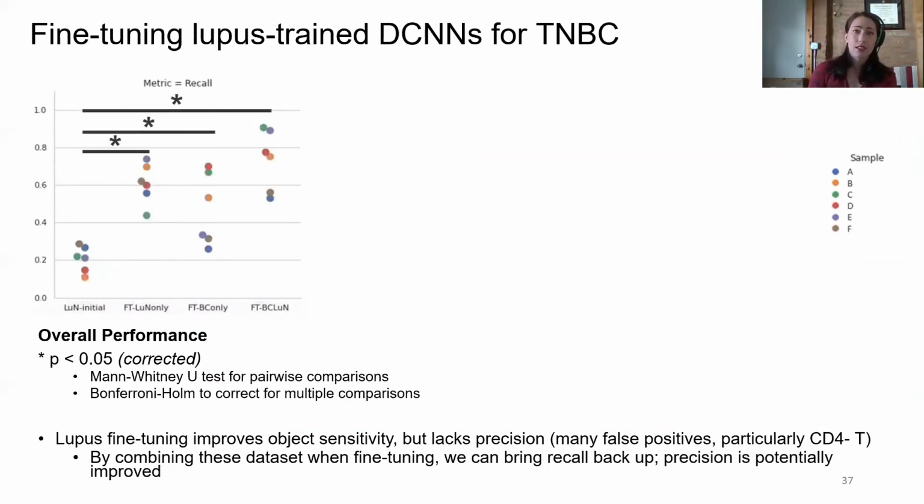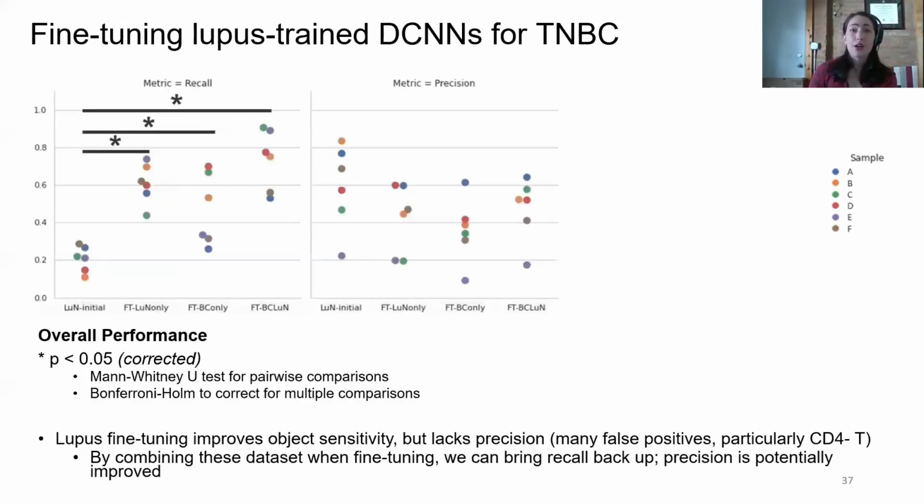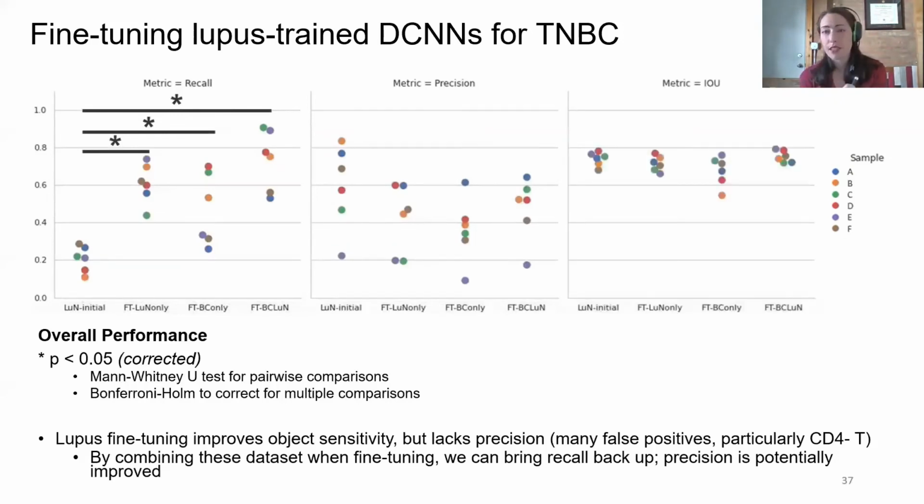If we look at the overall performance of these fine-tuning methods, our Mask R-CNN trained on our initial lupus data set, that high resolution data, has pretty low recall. Any amount of fine-tuning improves our recall, still not to a great level, but significantly over the initial trained network. However, precision is still very low. There's no significant decrease, but also no significant increase. There are a lot of false positives here, but we still have pretty good IOUs across all of this.